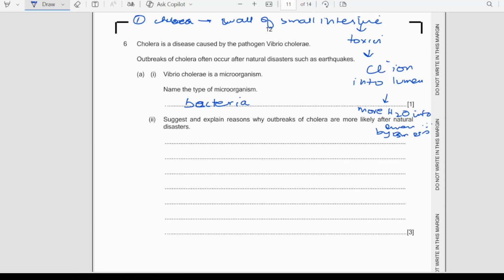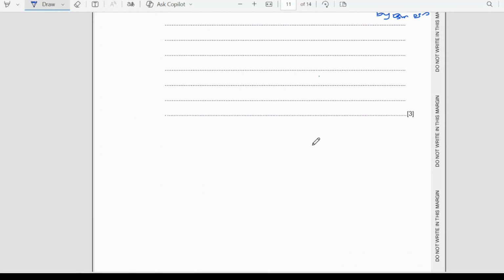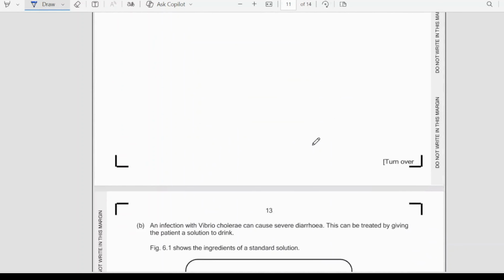So the water is not properly treated. It is contaminated, and what else have you told? And it spreads through drinking the contaminated water. So after a natural disaster, the disposal of waste or sewage is not proper. Okay, that can also be a leading reason.